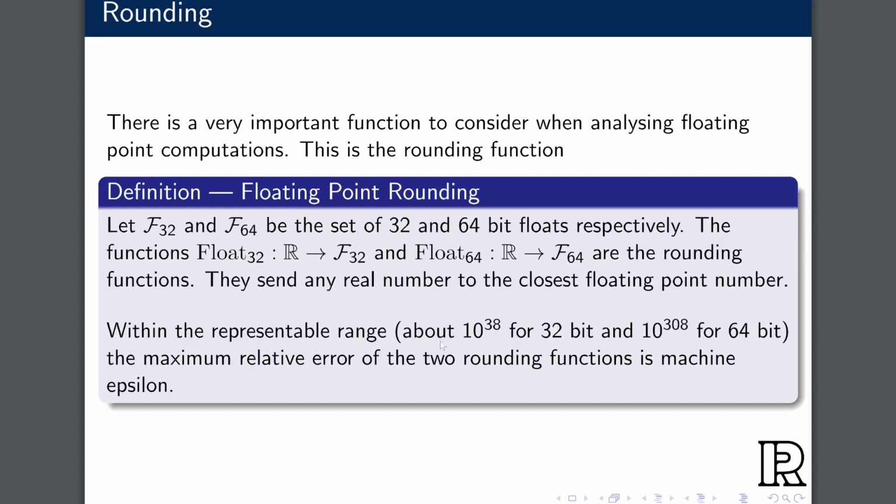Awesome. And so these are the representable ranges, by the way. I know I had them somewhere. So it's 10 to the 38th roughly for 32-bit and 10 to the 308th for 64-bit numbers, which I have actually had to do a computation in this range, and it was terrible.